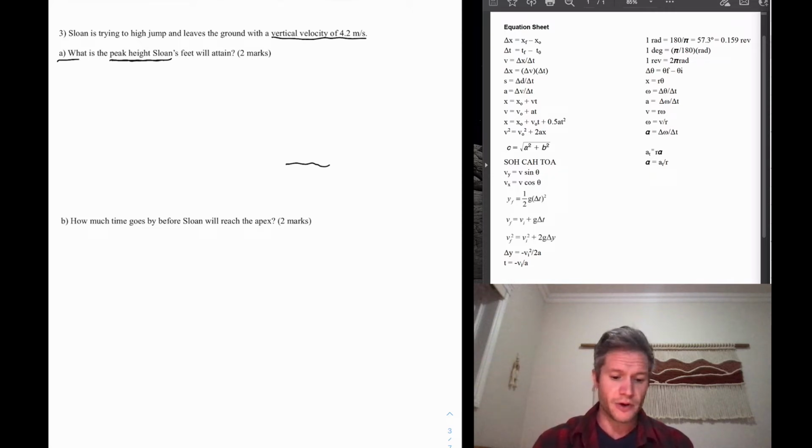So here we have our starting point. Let's say the ground. We know that Sloan is going to try to jump up, and that vertical y component of the velocity is 4.2 meters per second, and that as they go through the air, whatever that happens to be like, again, trying to get over the high jump bar, that's some height up. We're gonna look for the peak height of Sloan's feet.